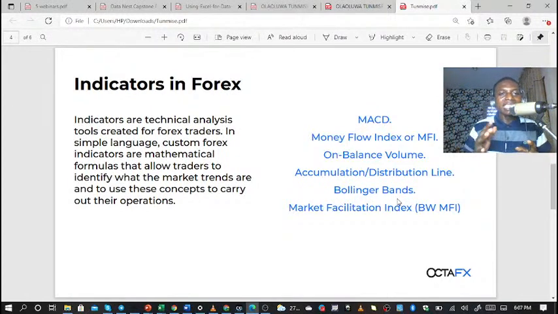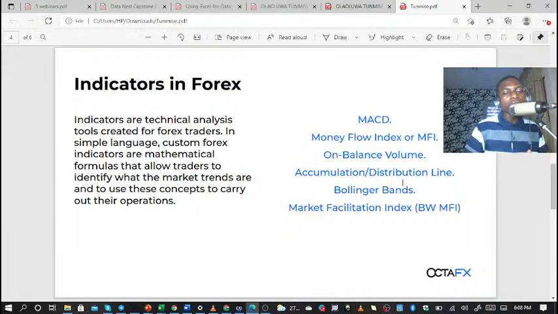Right now, so indicators in technical analysis are tools created for Forex traders. In simple language, custom Forex indicators are mathematical formulas that allow traders to identify what the market trends currently are, and to use them as a concept to carry out their operations. So we have indicators like the MACD, the moving average, the money flow index, the on balance volume, the Bollinger Band, among many others like that.